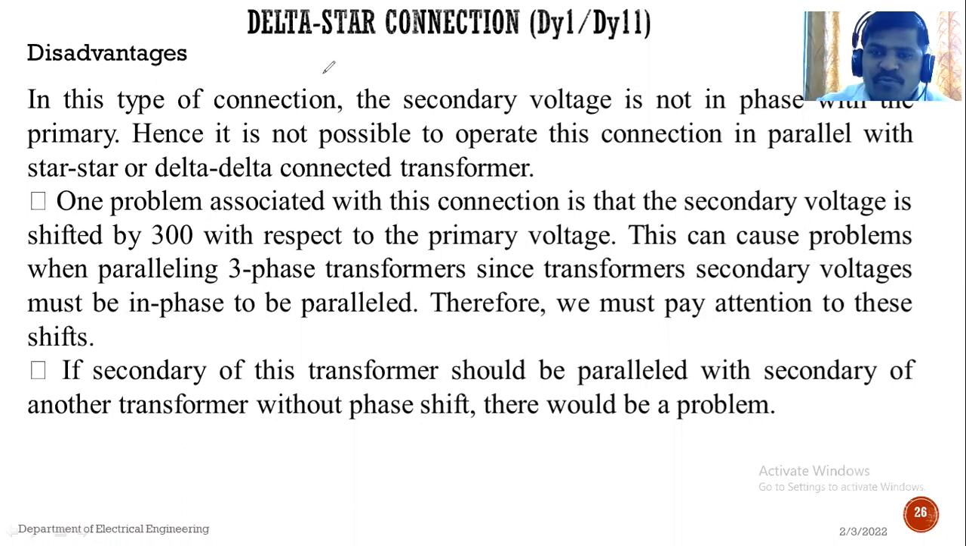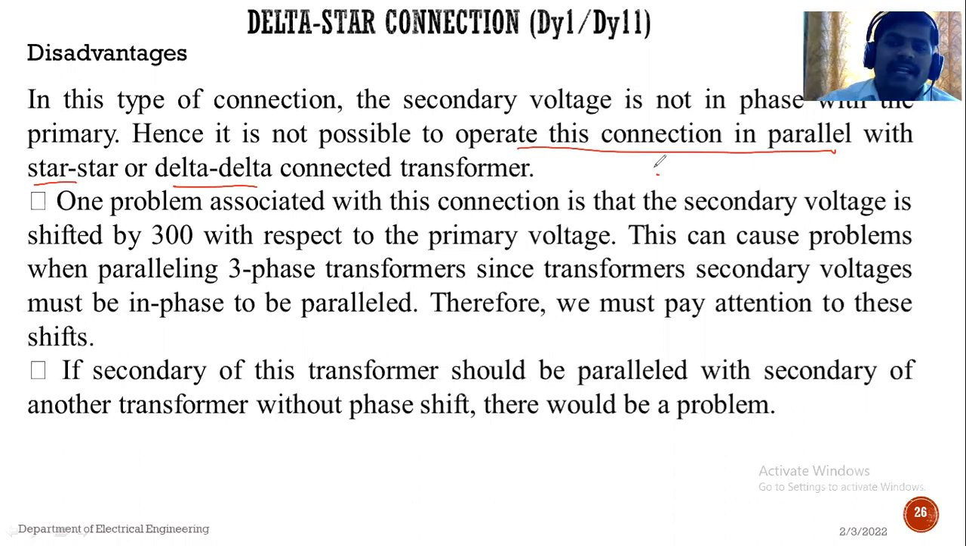Due to that phase displacement, it is not possible to operate this connection in parallel. It is not possible to operate these types of connection in parallel with these types of transformer, that is star star connected and delta delta connected. If in that system some transformers are connected star star or delta delta, such types of connection and that transformer are not parallel.